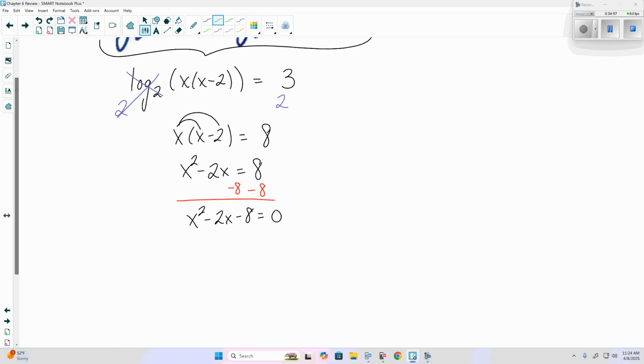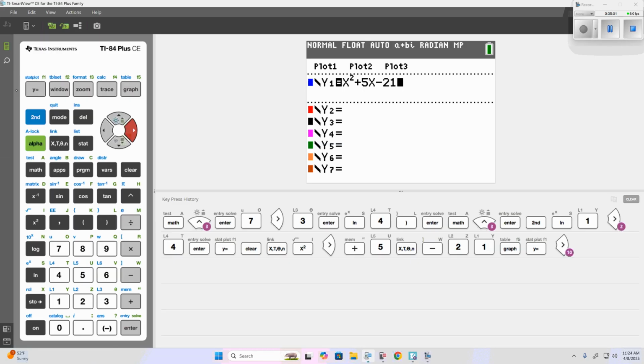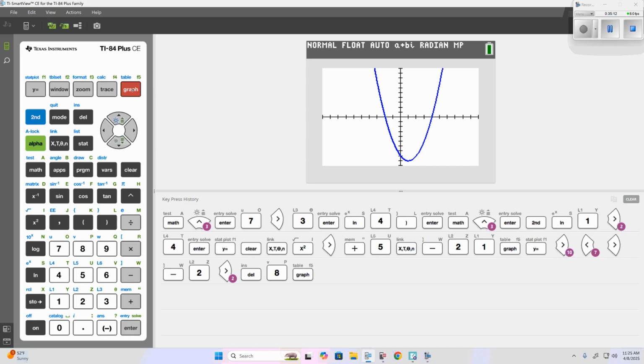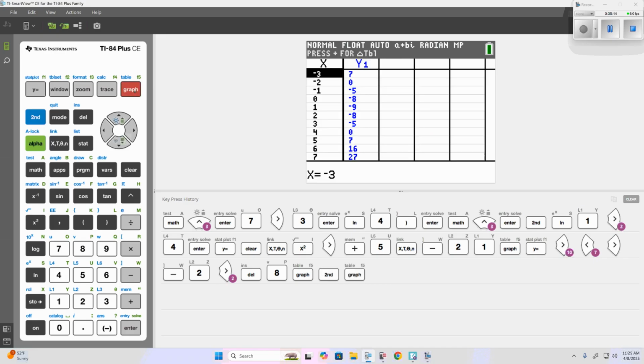Now this one does factor, it is factorable. We can also graph it. Y equals x squared minus 2x minus 8. We do cross at two nice spots. Second graph. We're again looking for what values of x make the y value be 0, which is -2 and 4.